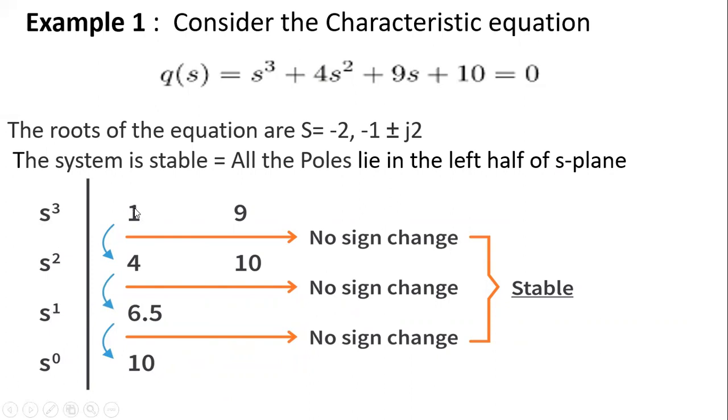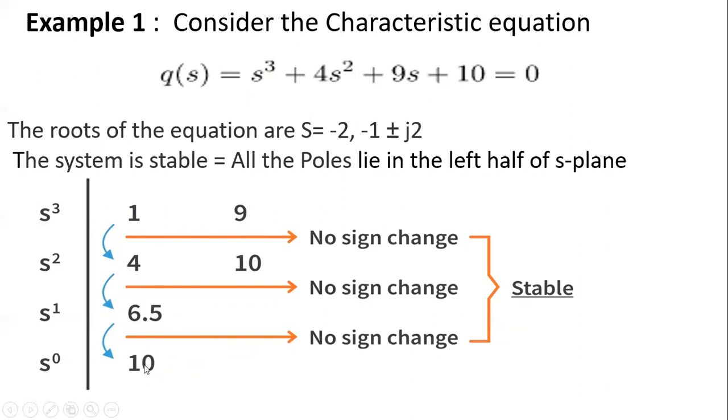Then we write 1 here, 4 here, 9 here, 10 here, alternately, an, an minus 1, an minus 2, an minus 3, like that. Since S power 0 has come here, now how do we get this? 4 into 9 minus 1 into 10, that is 36 minus 10, exactly divided by 4. That's exactly what we get, 6.5.